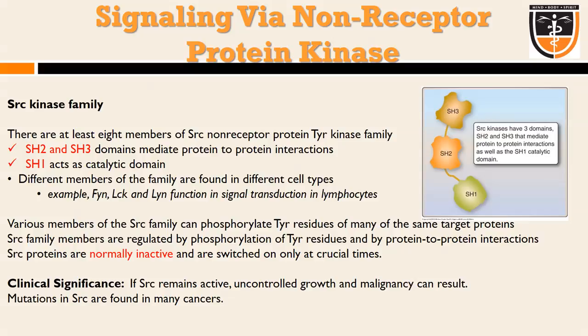Now, SRC family members are actually regulated by phosphorylation of tyrosine residues on them and by protein-protein interaction. SRC proteins are normally inactive, and they have to be switched on only at crucial times. You don't want them to phosphorylate tyrosine all the time. They should phosphorylate tyrosine when the signaling is happening. So they are all normally off, and they will be activated when they're needed. Clinical significance: if SRCs remain active, you're going to end up with cells that will grow abnormally and become malignant. So mutations in SRCs are found in multiple cancers.